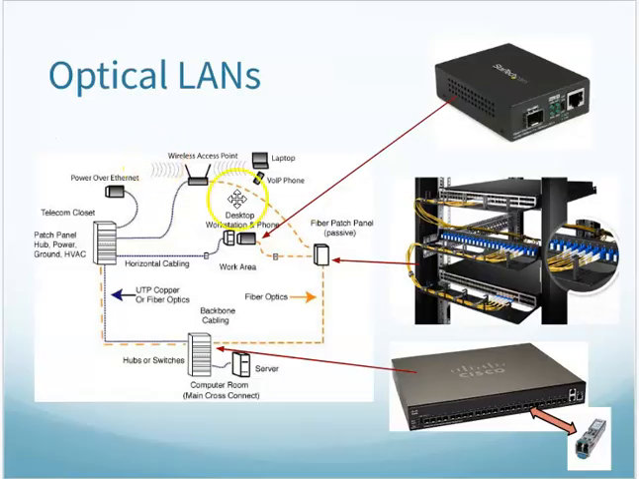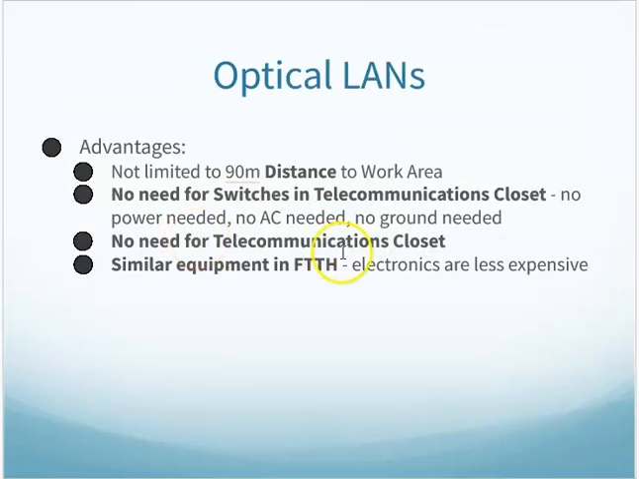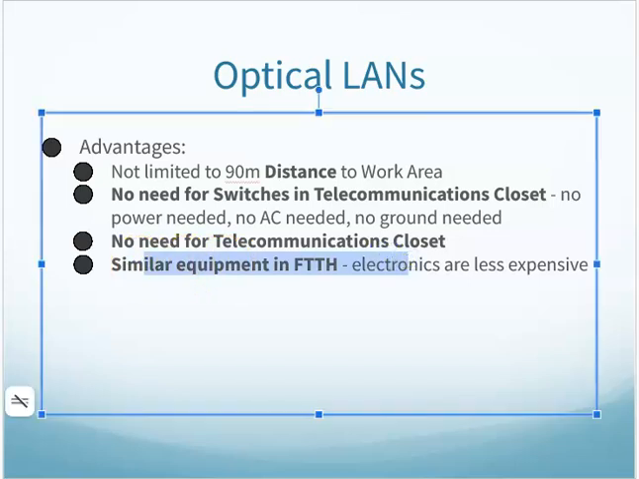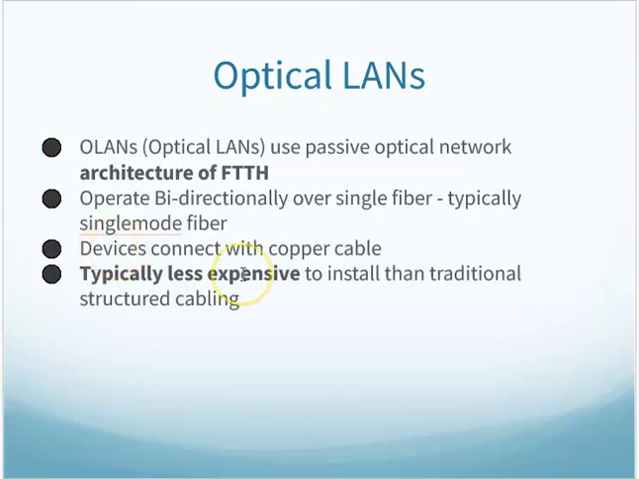This could be a cabinet on the wall or a cabinet in the corner of a room. I don't need to have a dedicated closet, if you will. It would not take up much space. And this is really similar to your fiber to the home equipment that we would be using. Your optical LANs use passive optical network architecture, fiber to the home.